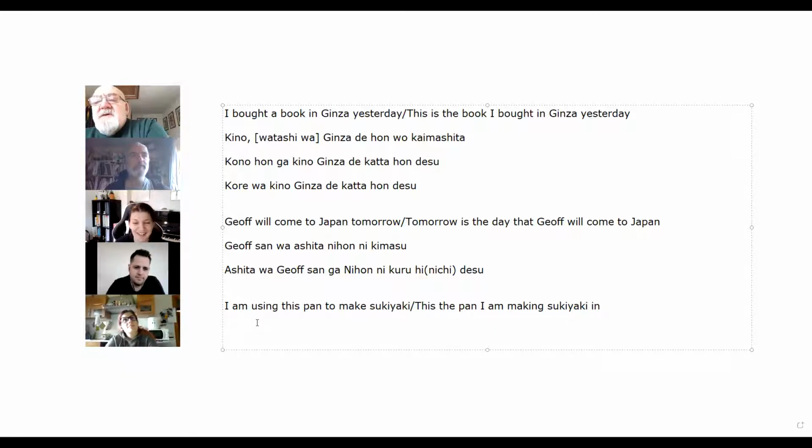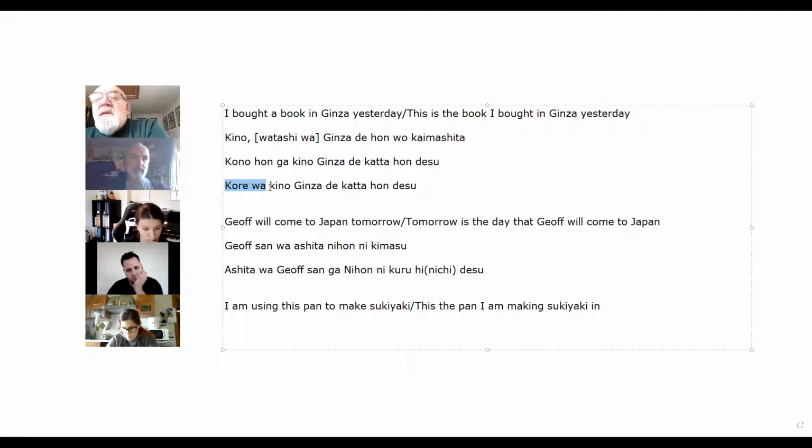Ashita's already done though, isn't it? If you say Ashita, you're already talking about a day. Yeah, but you're repeating it. Specifically talking about tomorrow, though. So even though the word Ashita has the kanji for day in it, what we're actually saying is tomorrow is the day that Jeff will come to Japan.